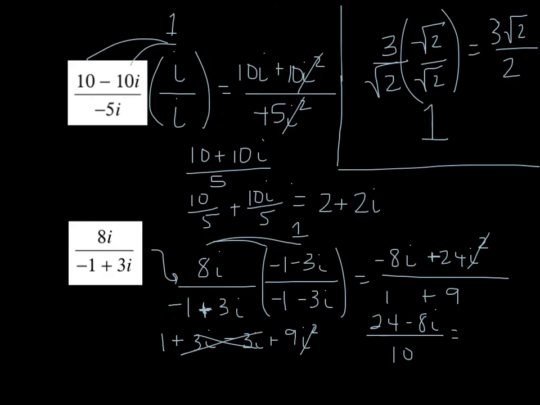24 over 10 would be 12 over 5, so 12 fifths. Minus 8 over 10 would be 4 over 5, so 4 fifths i. All right, that's imaginary numbers, and that's a wrap.